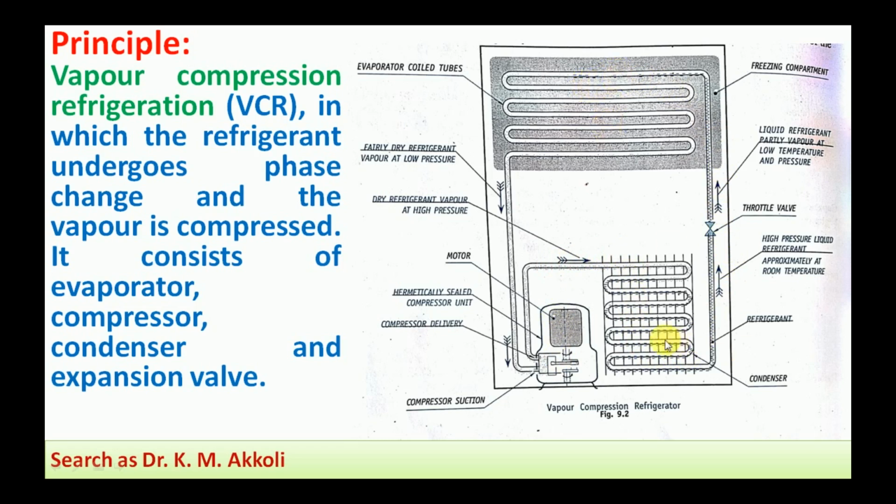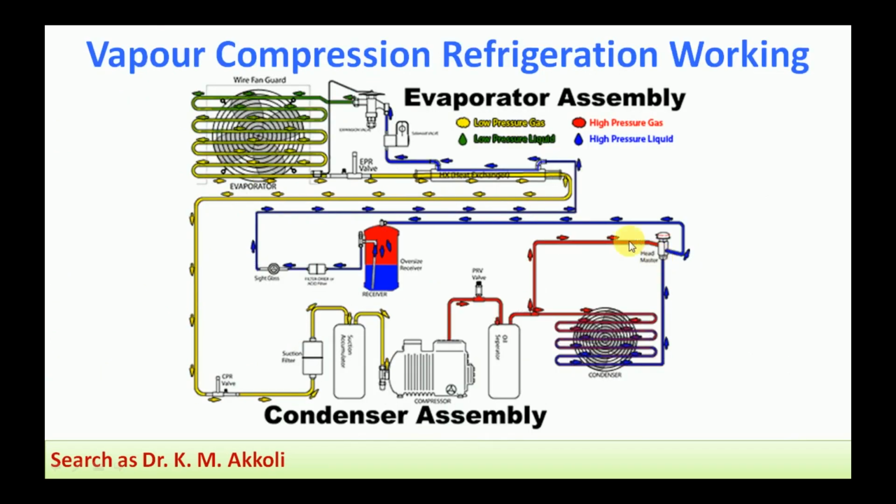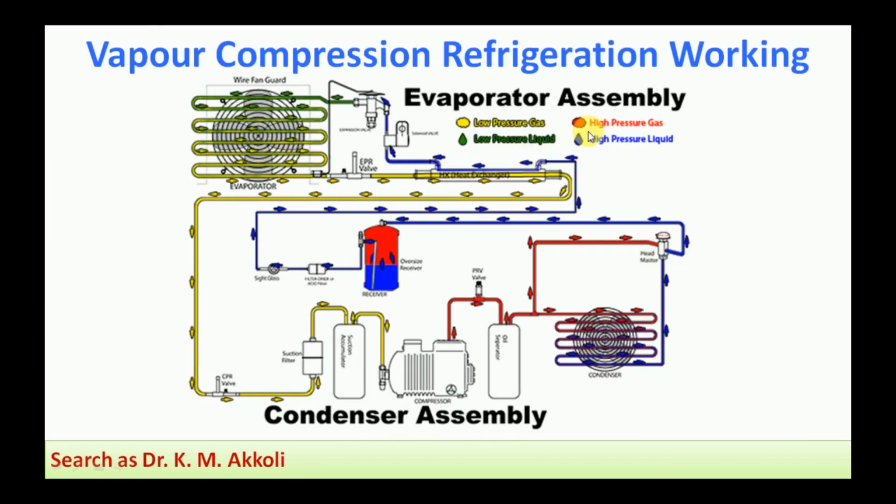And here we are going to apply external work. We are going to supply the external work to the compressor. By that we can receive the heat from the lower temperature space and reject it to the outside higher temperature atmosphere. That is the principle of vapor compression refrigeration. Next we'll go for the working of vapor compression refrigeration.